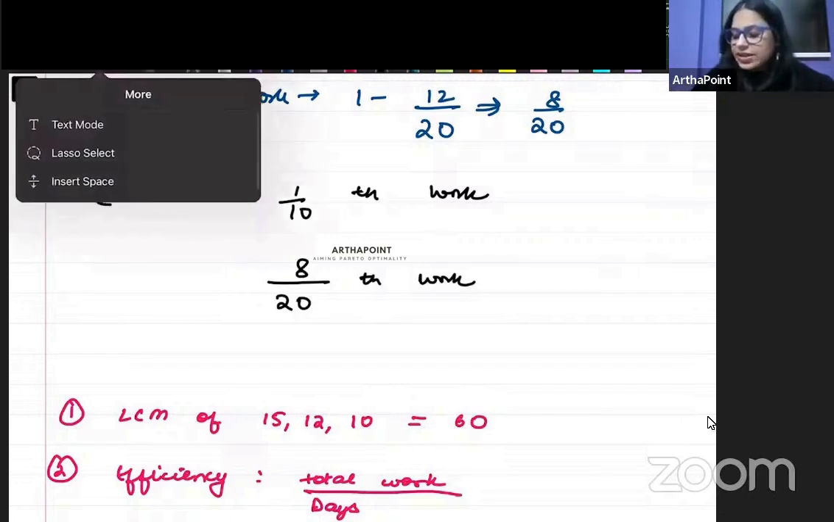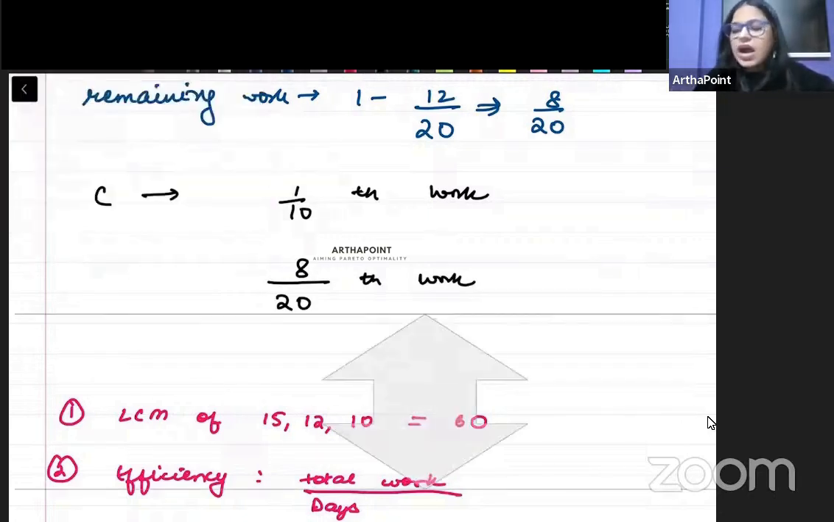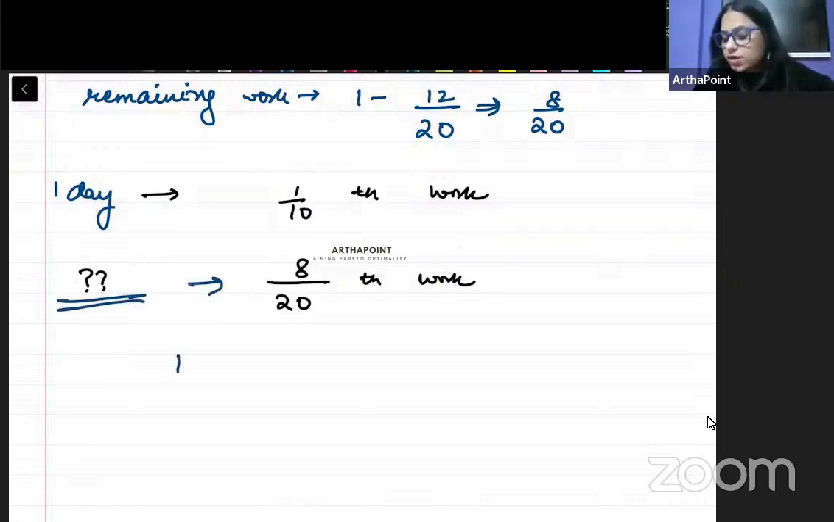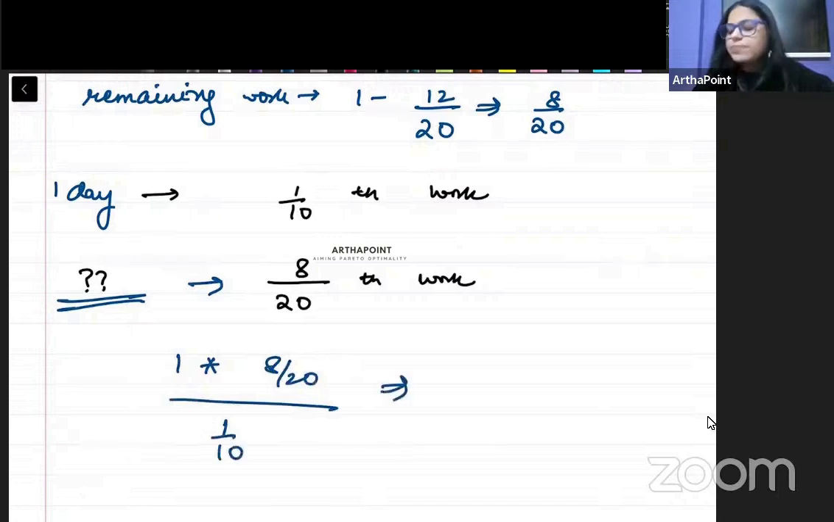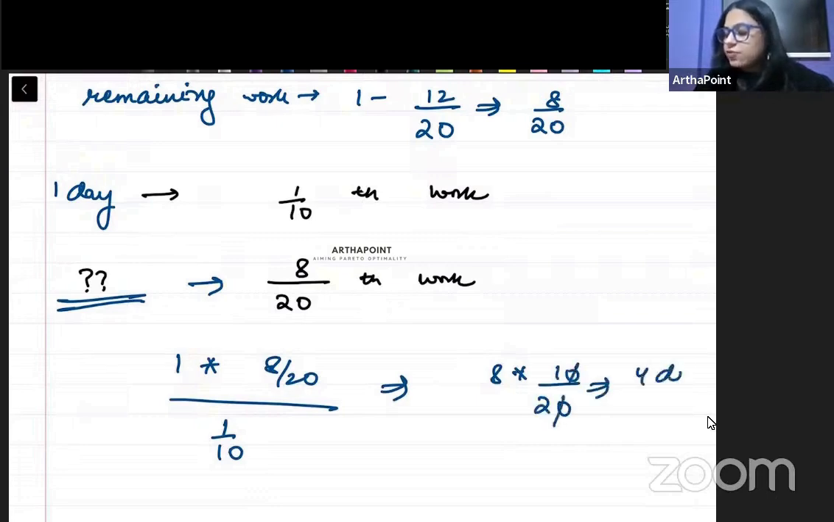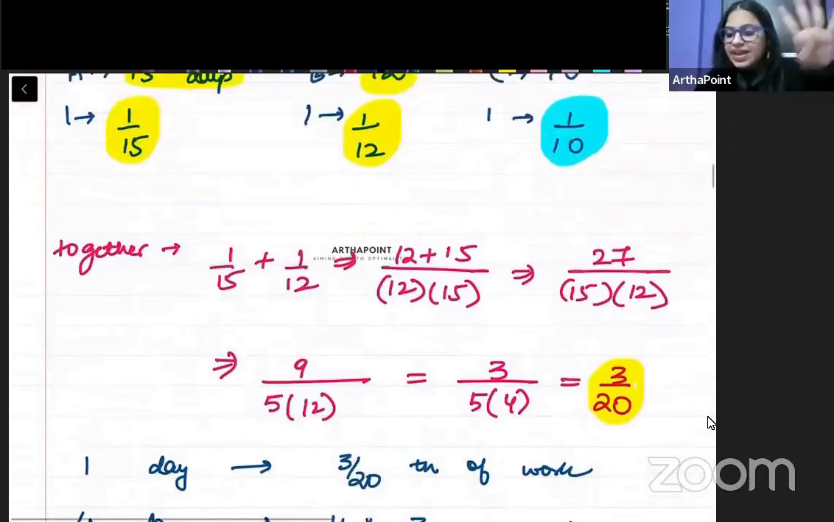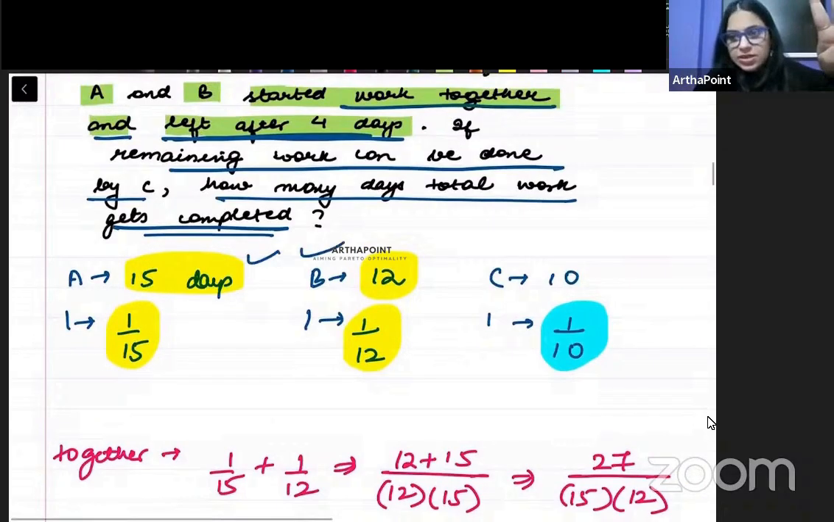How do you find this out? You need to find this. In one day, he is covering 1/10th of the work. So how many days will he take to cover 8/20th of the work? 1 into 8/20 divided by 1/10. So 8 into 10/20, that means he will take 4 more days. So in the first 4 days, A and B did the work.